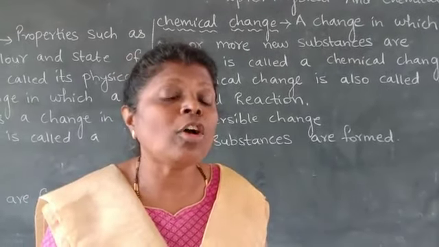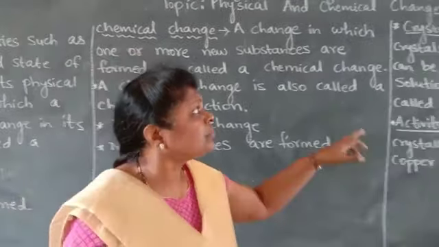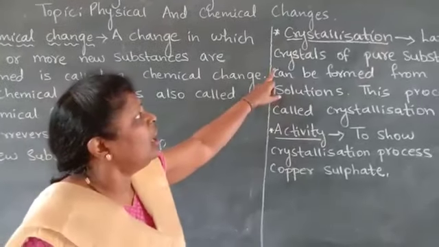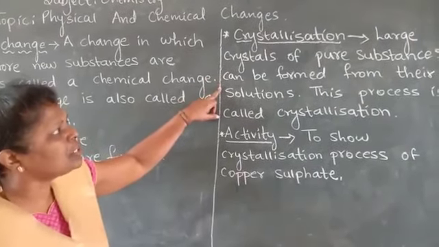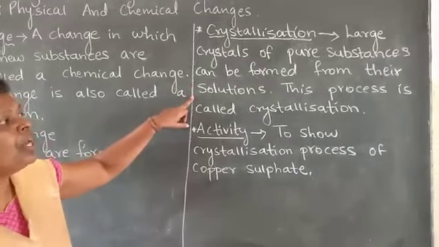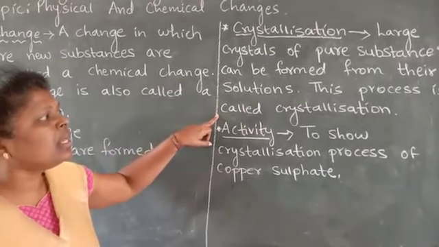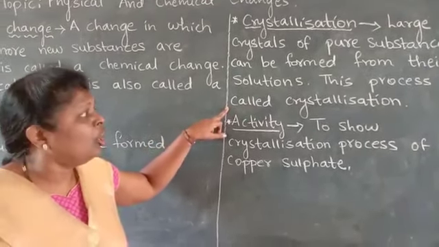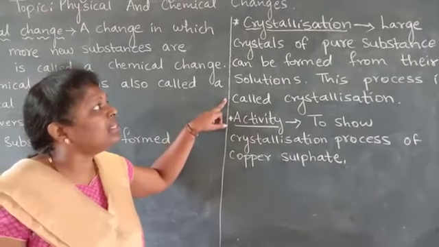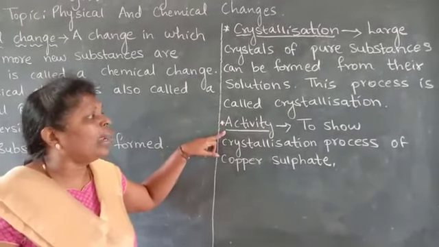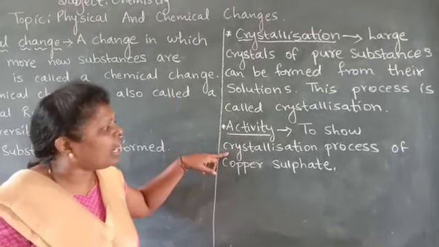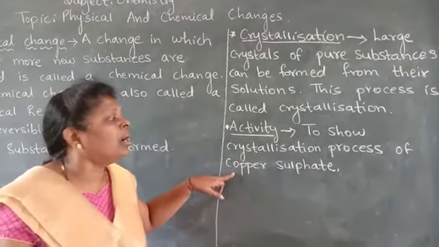Now let us see the next concept which is given in this chapter, that is crystallization. Large crystals of pure substances can be formed from their solutions. This process is called crystallization. To understand this crystallization process better, children, I will do one activity to show the crystallization process of copper sulfate.